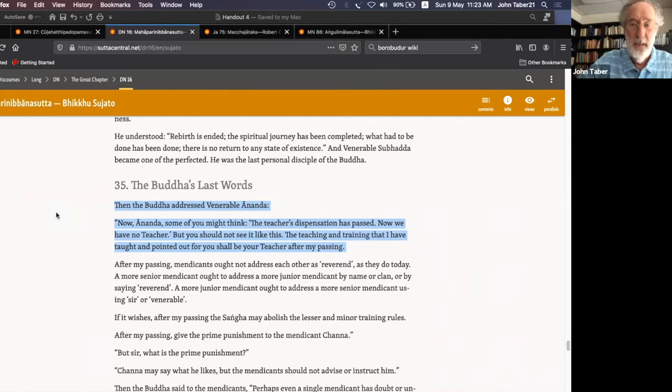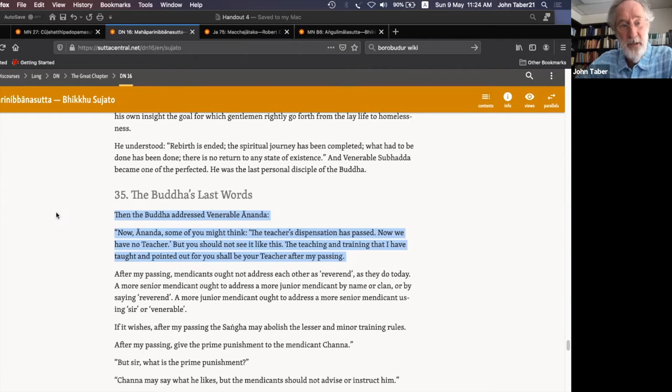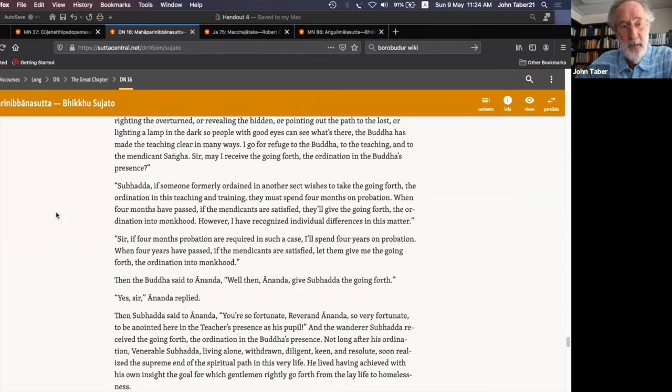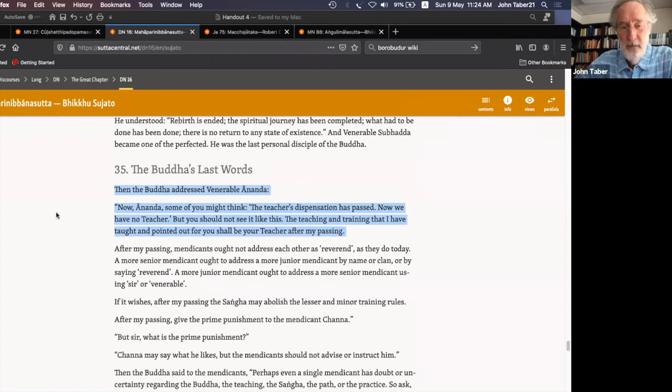This is a sutta that tells the story of the death of the Buddha, his final acts and his final words. And this is found in another one of the collections of the discourses that we haven't looked into yet, the collection of longer discourses. So this is a much longer discourse than any of the ones we've read. When it's printed out, it's about 40, 50 pages. At the very end, you see in Sutta Central, this is the Bhikkhu Sujato translation, and it's divided into sections. Towards the very end, section 35, we have the Buddha's last words.